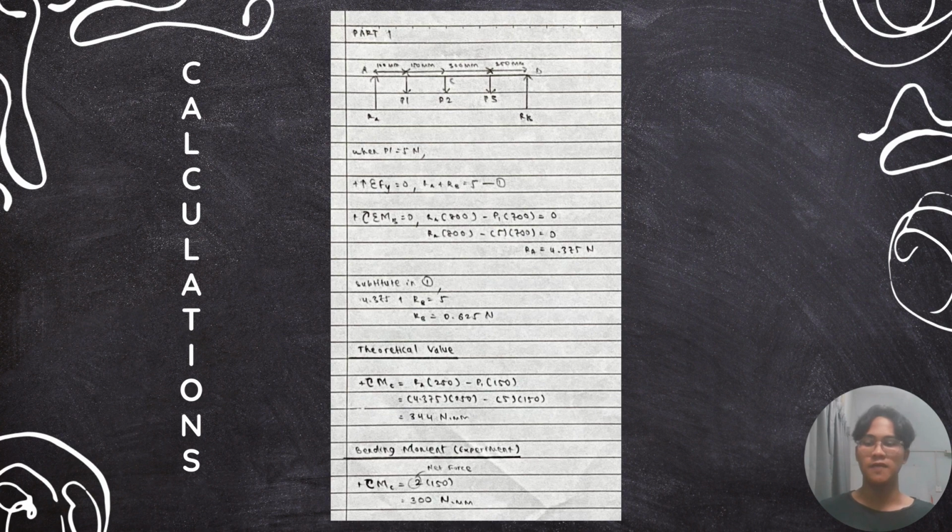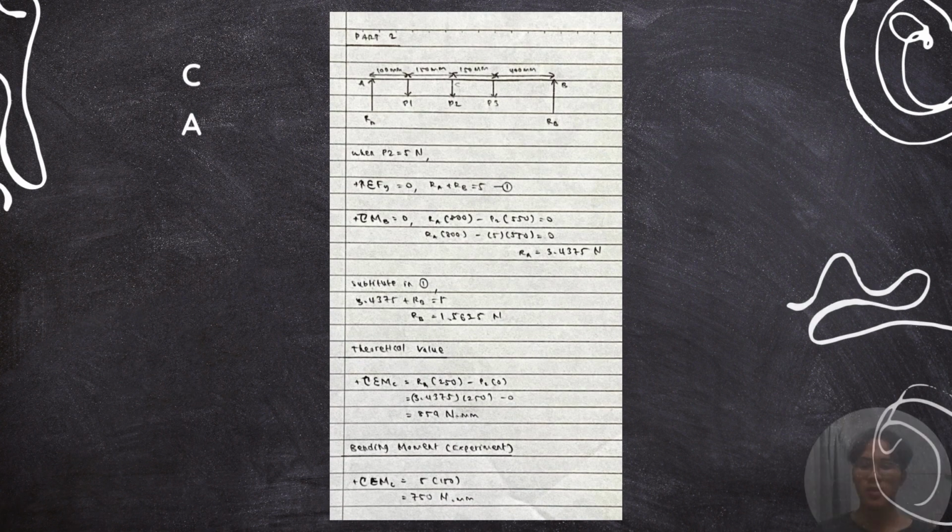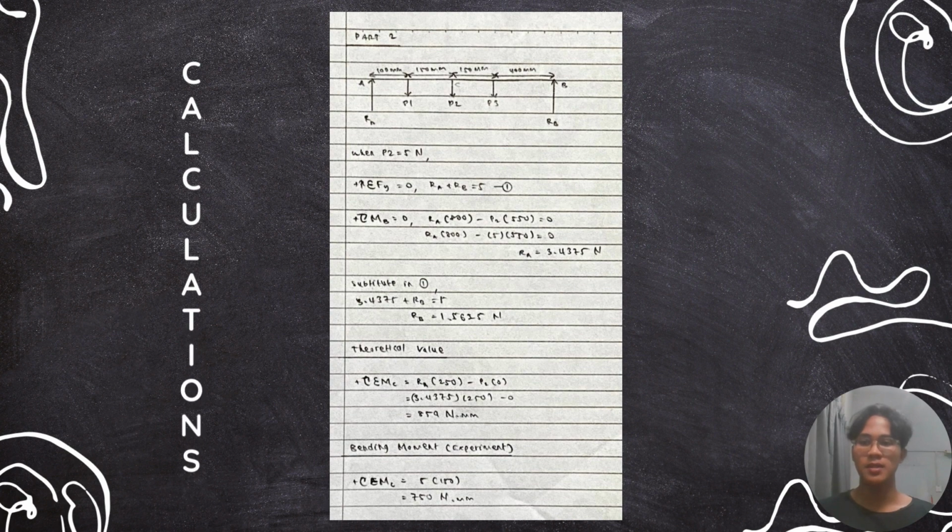As for the theoretical value, we will do the summation of moment at point C by inserting the value of Ra and P1. As for the bending moment, using the data we get from the experiment, we just insert the net force and the distance, which is 150 mm. While in part 2, we decrease the distance between P3 and P2 to 150 mm.